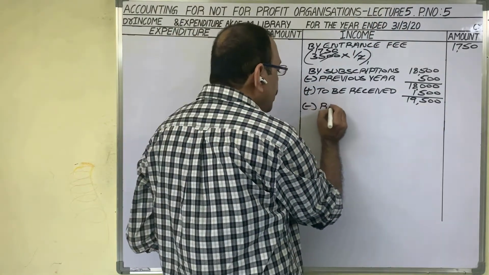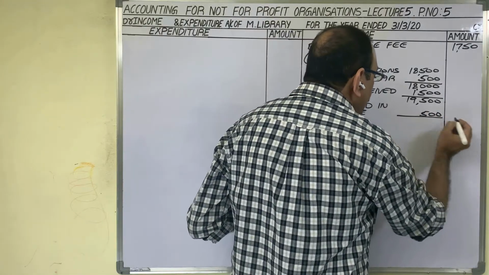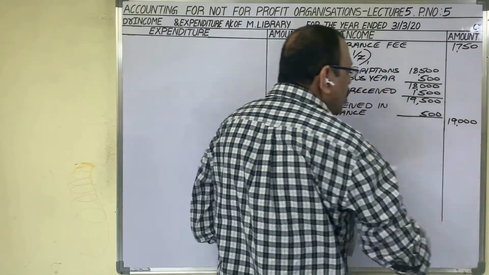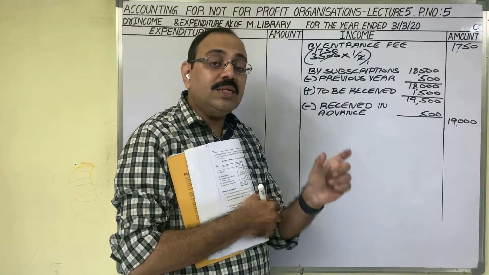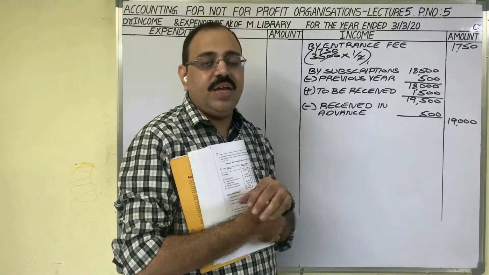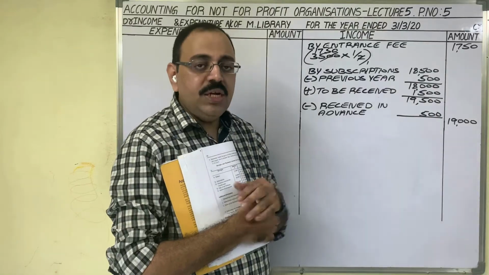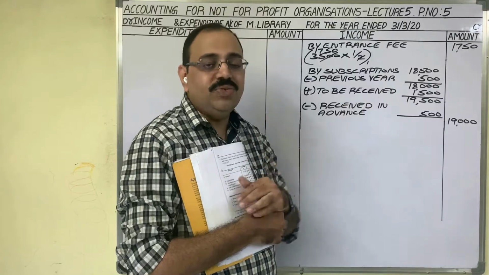So that next year amount we have to deduct now. Minus received in advance 500 rupees. Then the final amount 19,000 rupees in outer column. So the meaning is 19,000 rupees is the subscription income for current year. In this 19,000, some amount is received and 1500 is to be received amount.